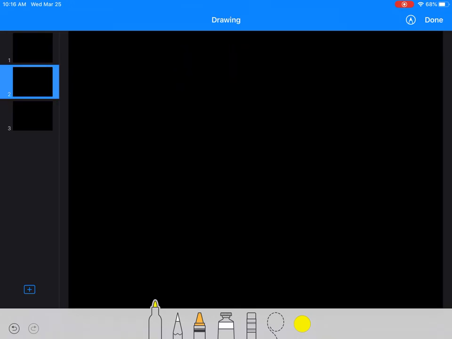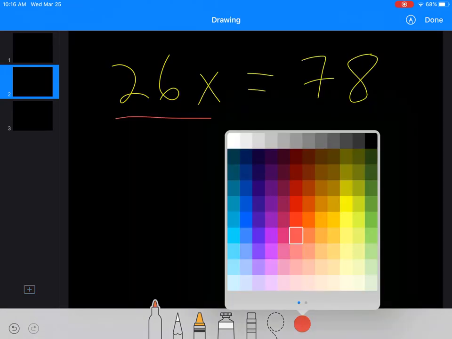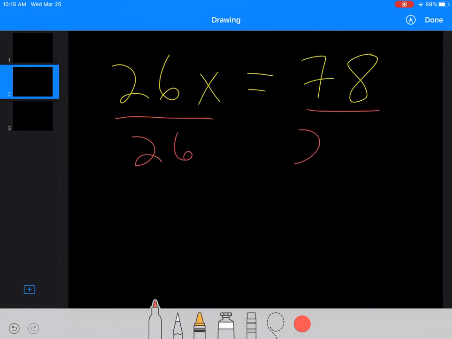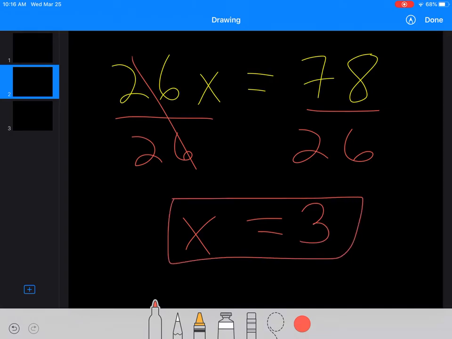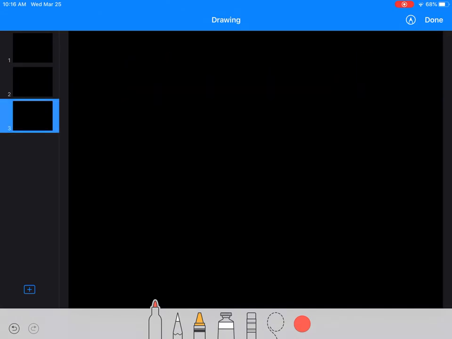So our new equation is 26x equals 78. We need to solve this by dividing both sides by 26, and we'll get x equals 3. Okay, so that's my x-coordinate in the ordered pair. And we still need to find the y.